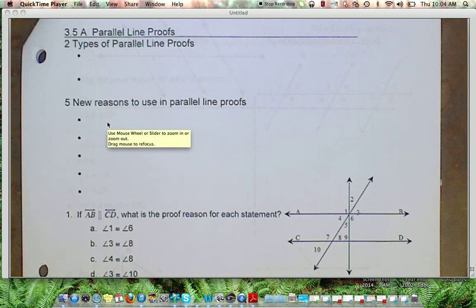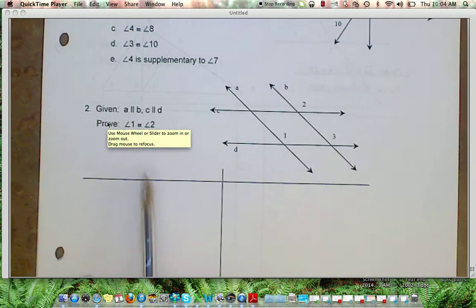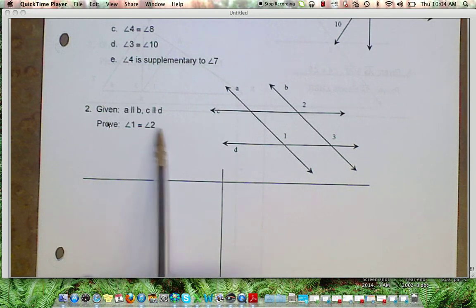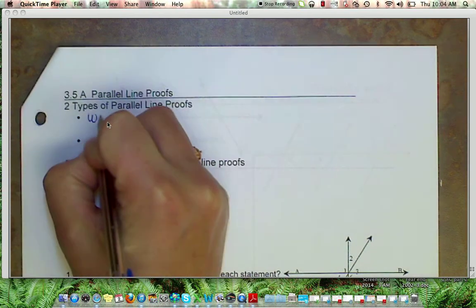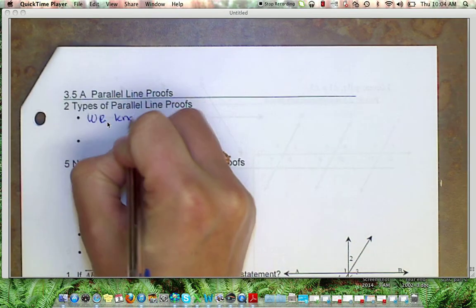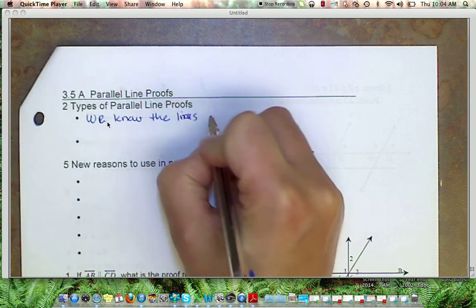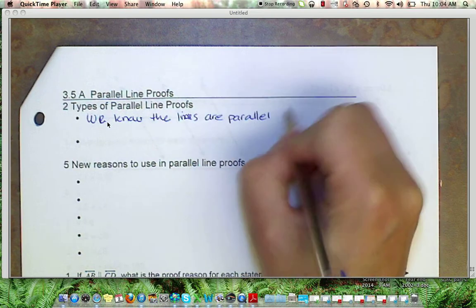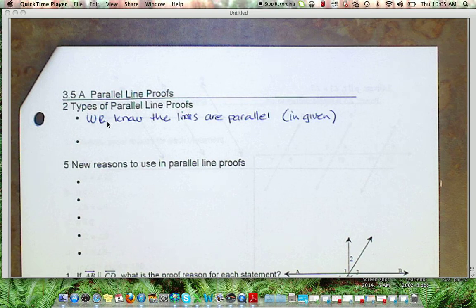We are beginning parallel line proofs today, and there are two main types of parallel line proofs. Parallel line proofs like number 2 here, where we know that the lines are parallel and we're trying to find a relationship in the proof. So that's the first type. We know the lines are parallel because it's in the given. And we'll spend a couple of days on this idea.